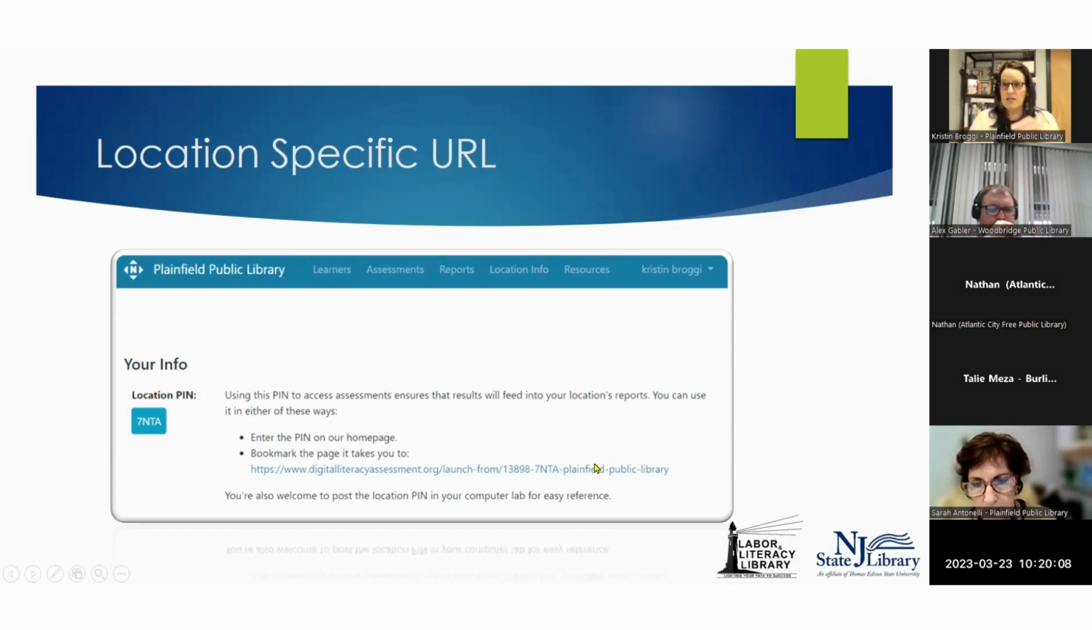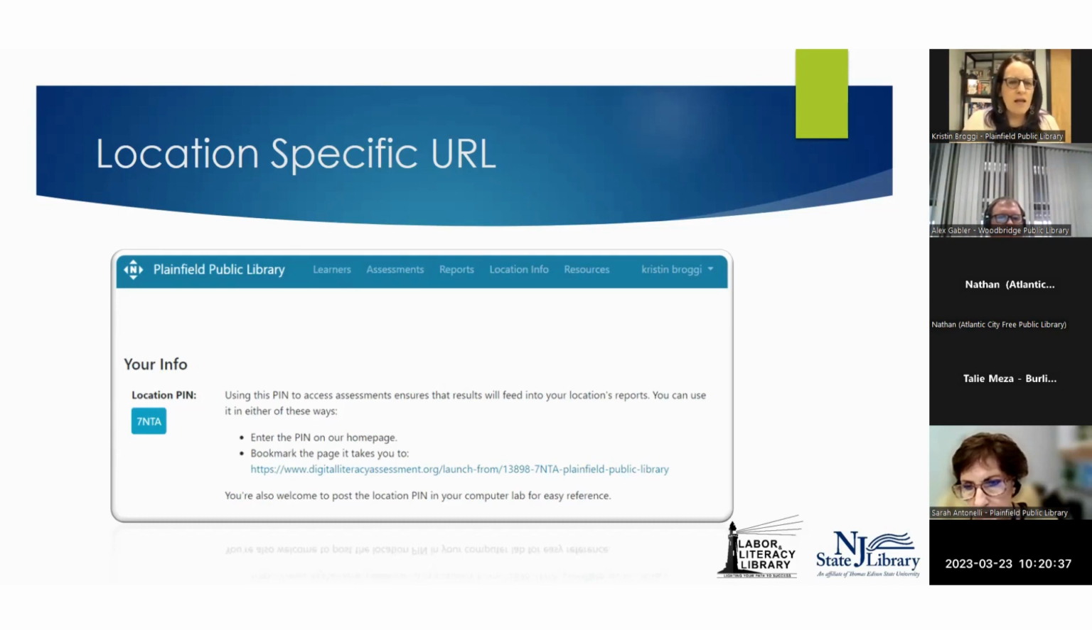The question is, where do you find that URL that's going to get you to the Woodbridge Library page or the Atlantic City Library page or the Burlington County Library page? We talked about this in the last session, but does anybody remember where you can find that location specific URL for your library? I'm going to show you.